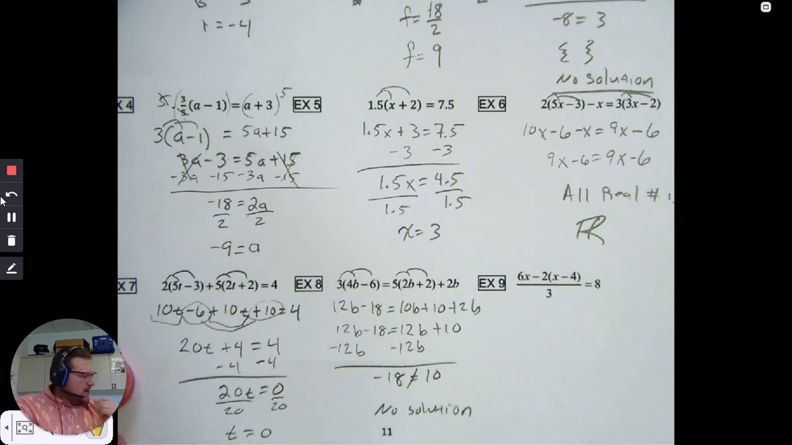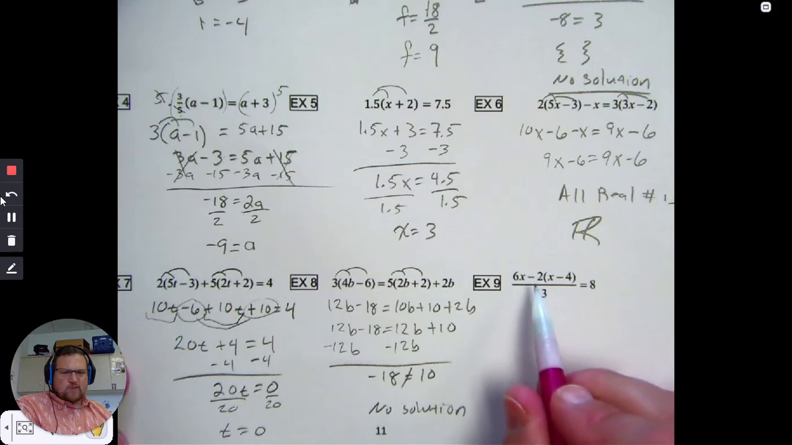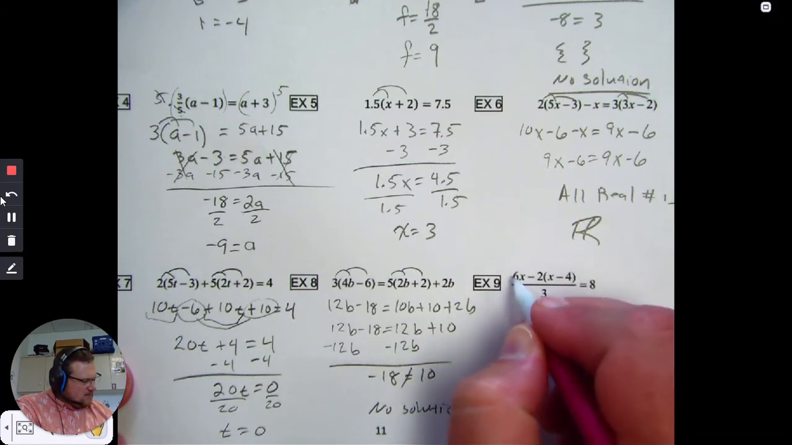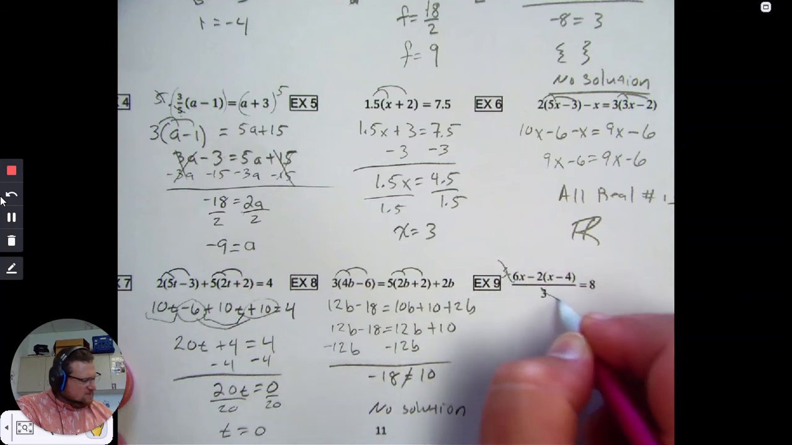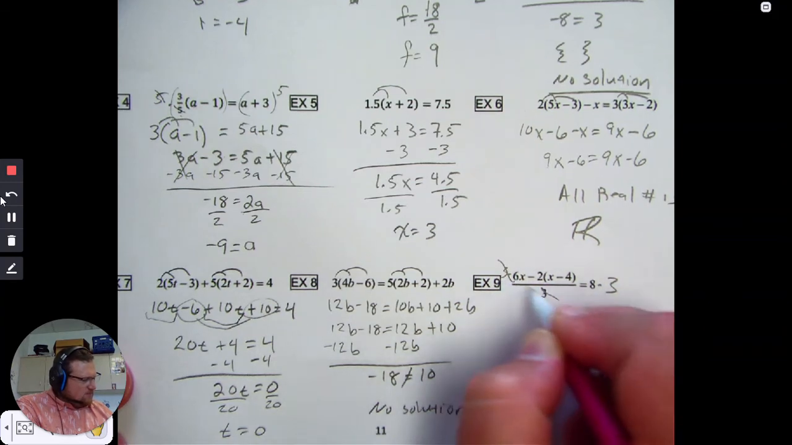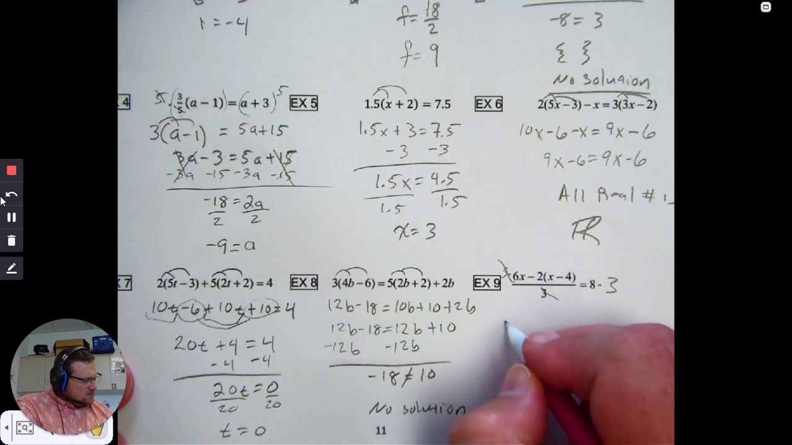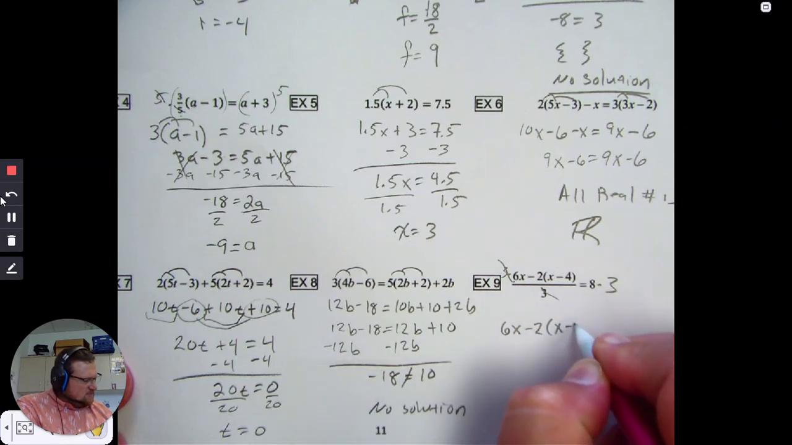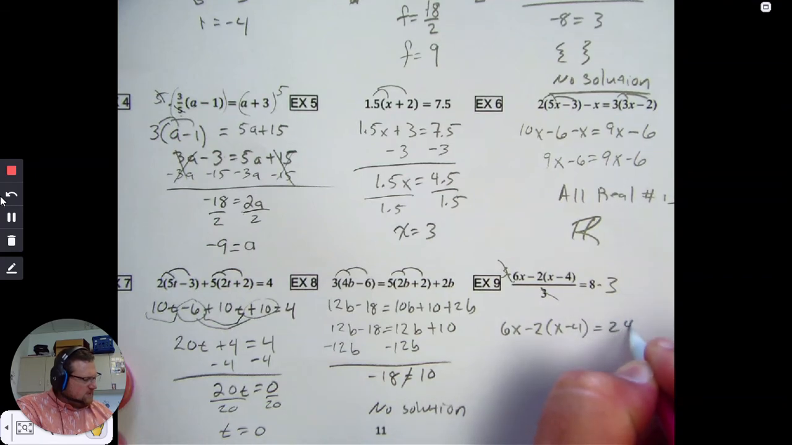Okay, on to number 9. On this one, this whole side is being divided by 3. So to get rid of that whole side being divided by 3, we can multiply that whole side by 3. But what we do to one side, we have to do to the other. So that leaves us with 6x minus 2 times x minus 4 equals 24.